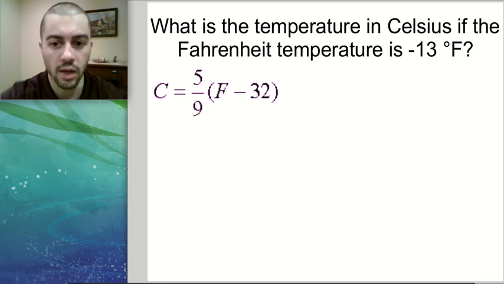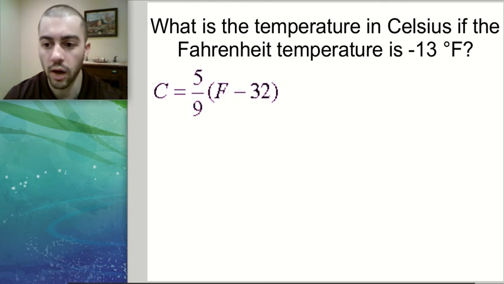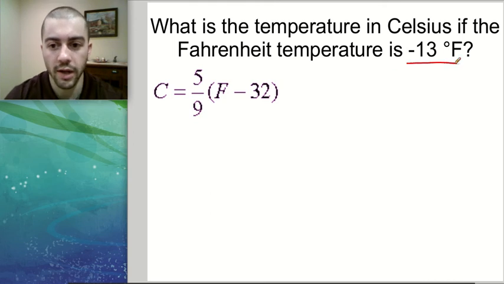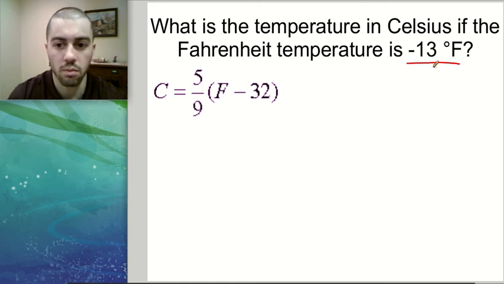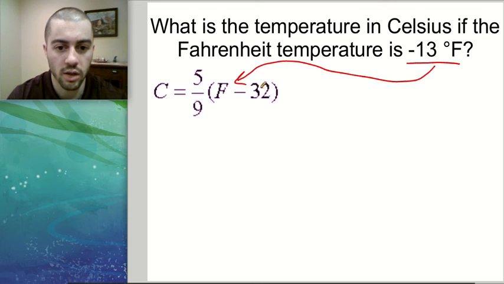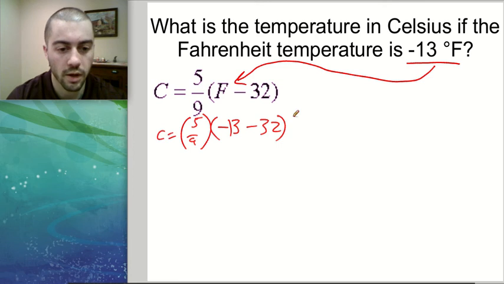Okay, so a second example, if you want to maybe pause the video and try this one out on your own. We have a temperature of negative 13 degrees Fahrenheit, and we're trying to convert that to Celsius. So don't get fooled by the negative sign here. It's a number like any other number, it just happens to be negative. So what we have to do here is, again, plug our Fahrenheit temperature into the F spot in this equation. So we have negative 13 minus 32, and we have the 5/9 out in front to find our Celsius temperature.